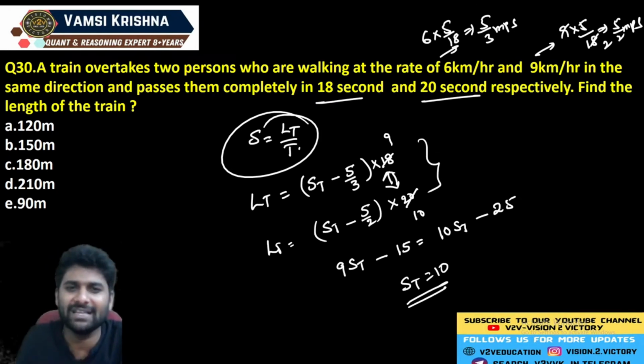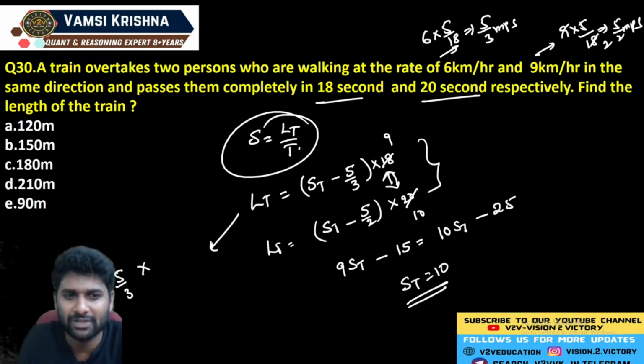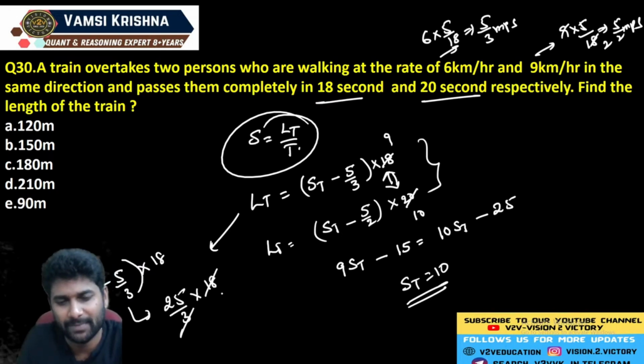Now the question, find the length of the train. Length of the train means 10 minus 5 by 3 multiplied by 18. So 25 by 3 is multiplied by 18. So 3 becomes exactly 6 times. 25 6s are 150.